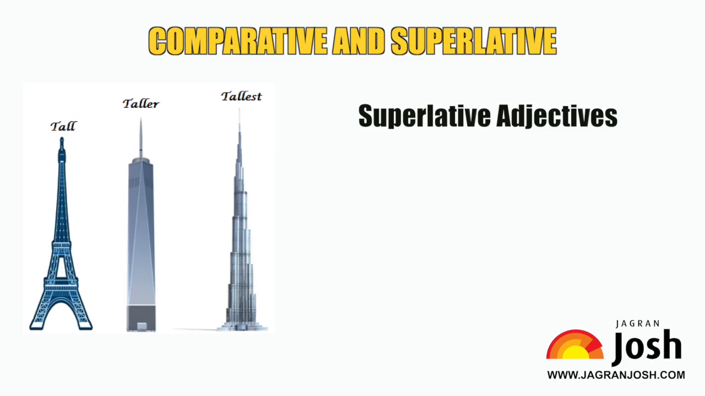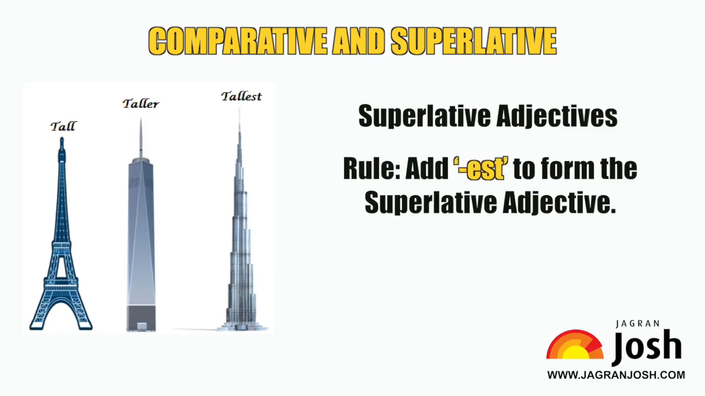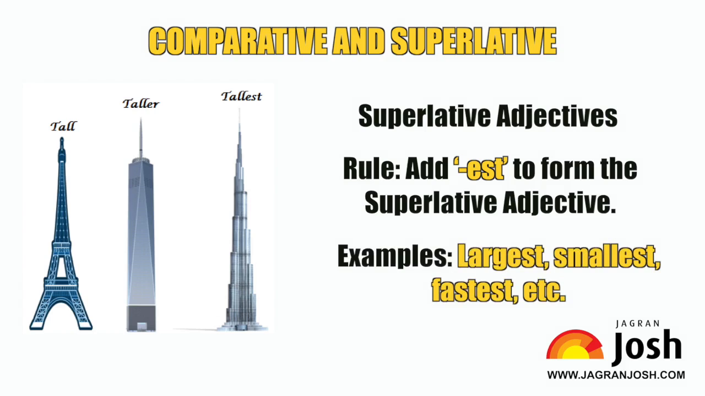Superlative adjectives. Adjectives which are used to compare 3 or more nouns and describe the upper or lower limit of the object's quality. Rule: add est to form the superlative adjective. Examples: largest, smallest, fastest, etc.